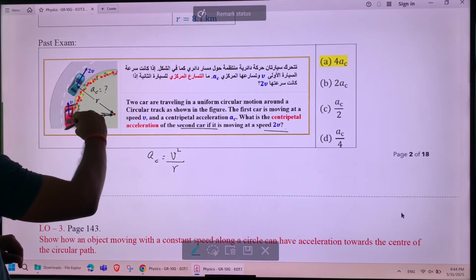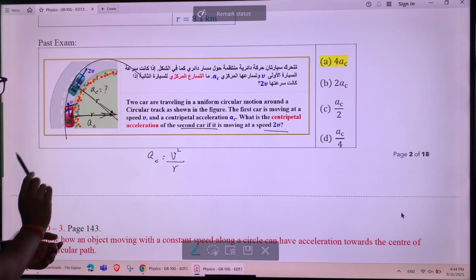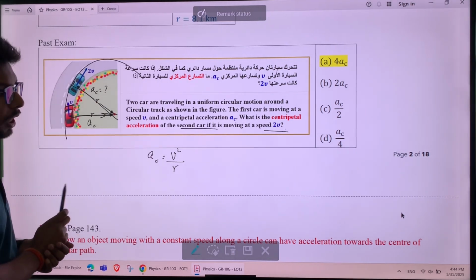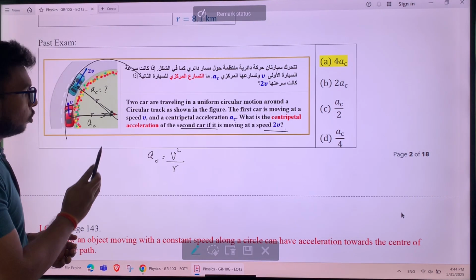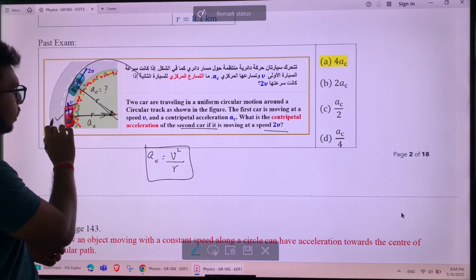The radius for both the cars, the radius of the circle they are moving on, is basically the same because they are moving on the same track. But the speeds have changed. So AC, the centripetal acceleration, is this for the red car.